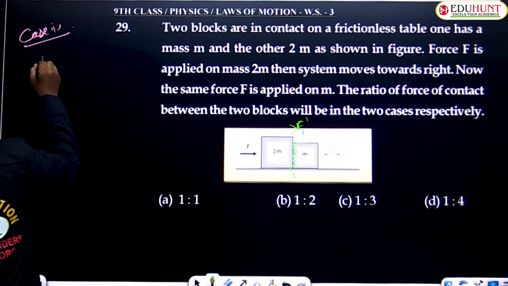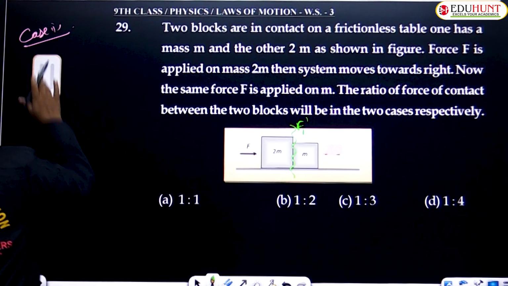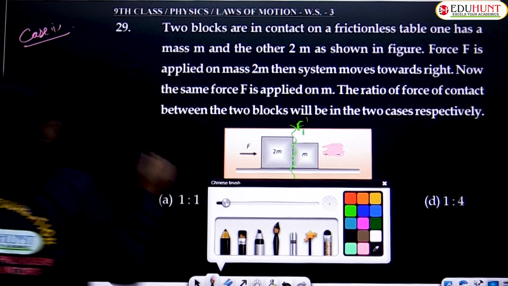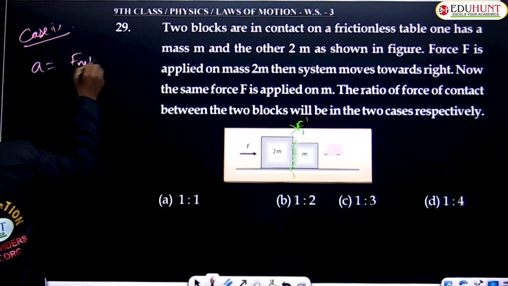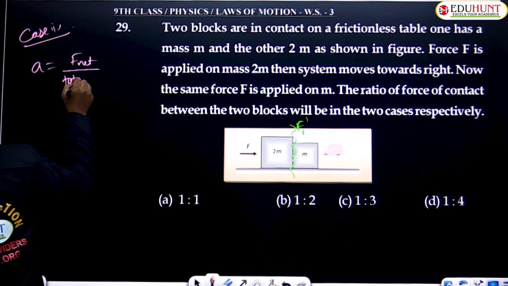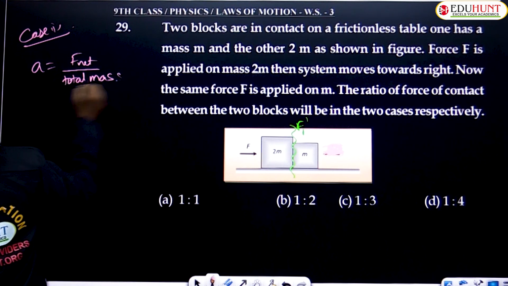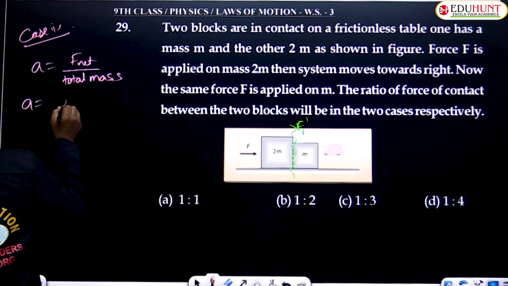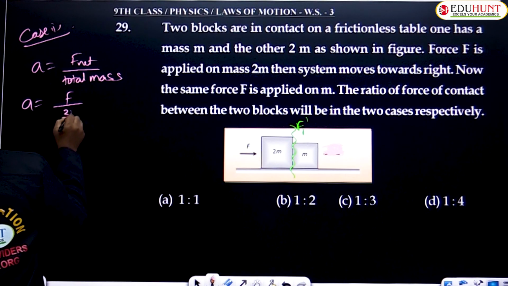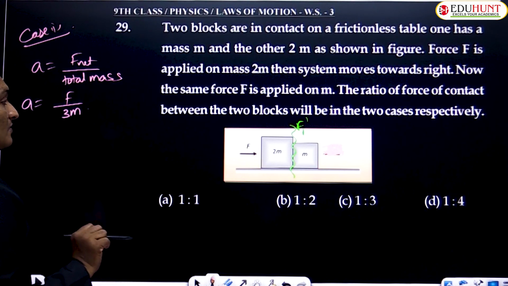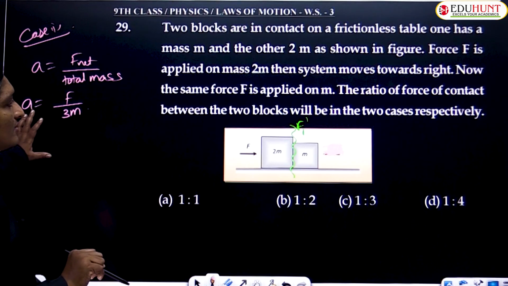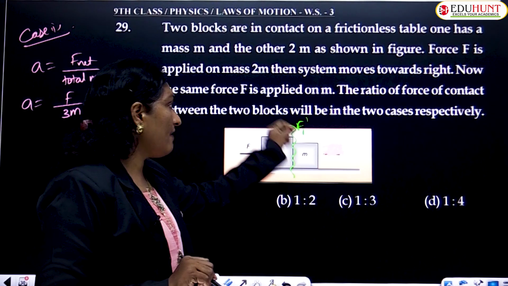First of all, let us try to find out the acceleration of the system. The acceleration of the system is equal to the net force acting over the total mass. So this acceleration is found to be: net force is F and total mass is 3m. That's it, so a, we got it. But you are not asked to find out the acceleration. You are asked to find out F1.